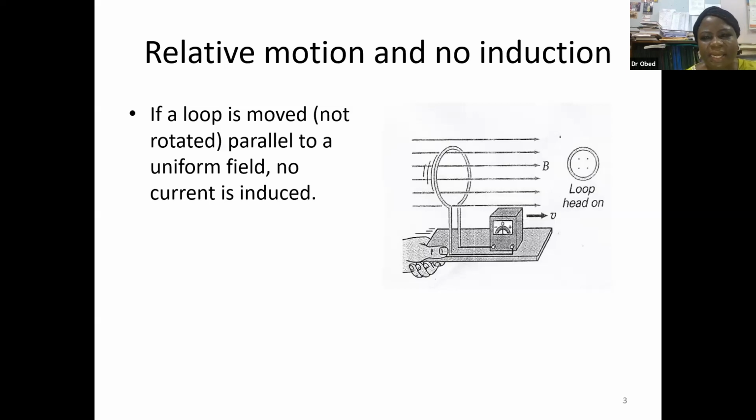So experimentally, there is an exception. I'll pick the pointer again. If a loop is moved or rotated parallel to a uniform field, no current is induced. As we can see now, the magnetic field is parallel and the loop is moved parallel to the uniform magnetic field, so no current is induced. The galvanometer pointer is on 0, so there is no change in the number of field lines passing through the loop. So the next slide is on mutual induction.